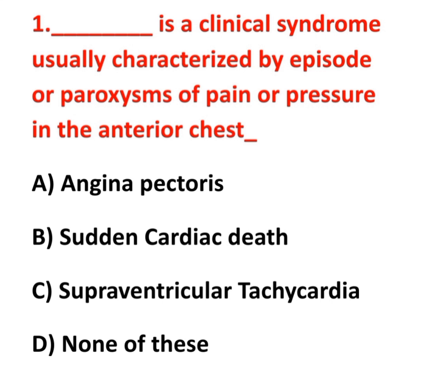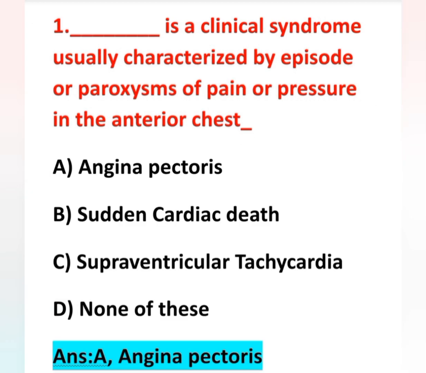Dash is a clinical syndrome usually characterized by episode or paroxysm of pain or pressure in the anterior chest. The options are option A angina pectoris, option B sudden cardiac death, option C supraventricular tachycardia, and option D none of this. Okay, and the correct answer is option A angina pectoris.